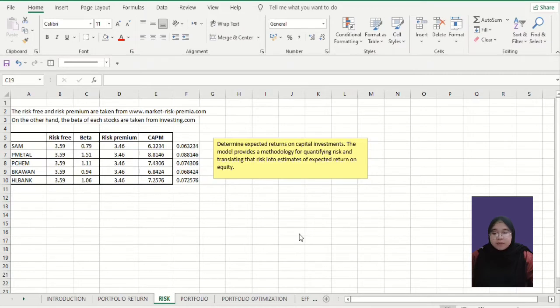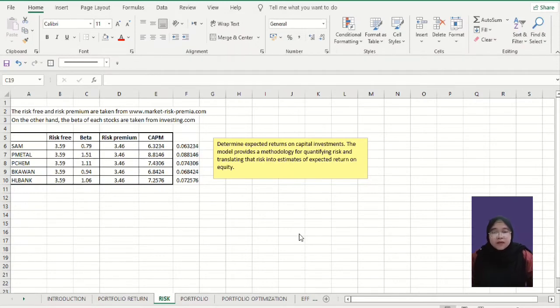So here is the table of the calculation for CAPM. The risk-free rate and risk premium are taken from the market risk premium, and on the other hand, the beta for each stock is taken from investing.com. We need these 3 values to calculate the CAPM with the formula: risk-free plus beta multiplied by risk premium, and we will get the CAPM.